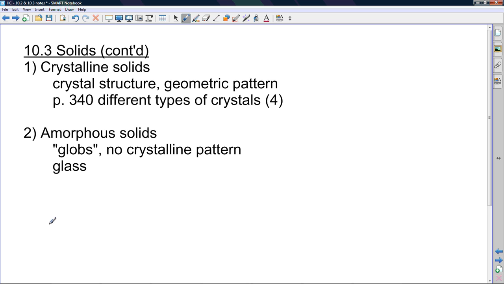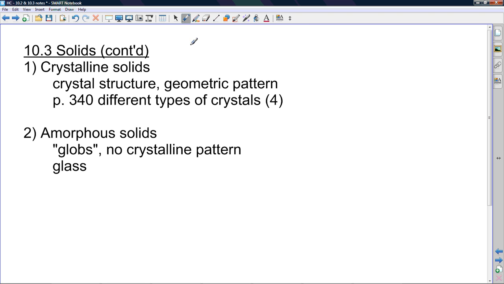In addition to kinetic molecular theory and some of the other general properties and characteristics for solids, there are also two other properties that we want to talk about. It is basically their shape or their structure, how solids are put together. We'll look at two things. Number one, some solids form crystals. They have a very set crystal structure, a geometric pattern.